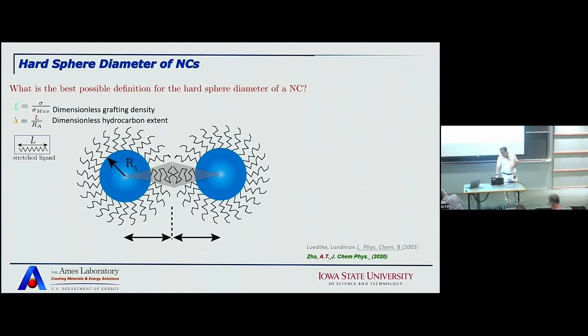So then when you do that, basically you assume that in that cone, the chain behaves as in a non-solvent, and that gives you that prediction. And that prediction is, in our opinion, the best possible definition that you can give of your hard sphere.